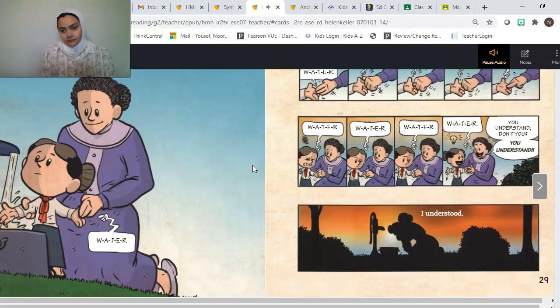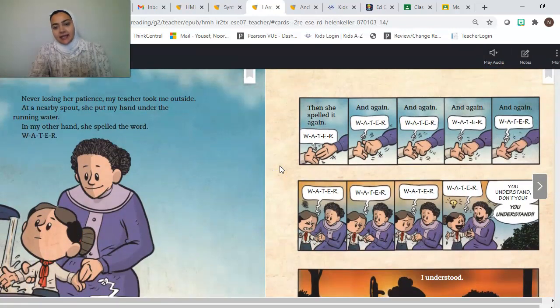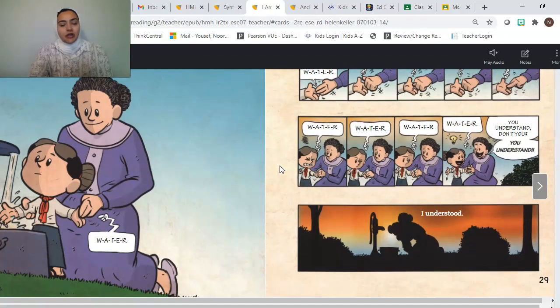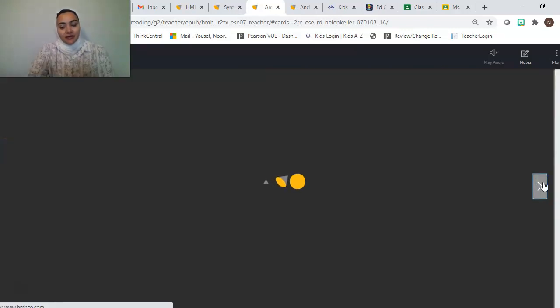You understand. I understood. Wow, this tells us how many times Helen didn't understand or she got frustrated. Miss Sullivan never stopped trying to help her. Right? We noticed here that they repeated W-A-T-E-R so many times, showing us that Miss Sullivan tried with her not for an hour, not for two, but almost all day. And we can tell because look at the sun going down now. It's nighttime and she's still trying to teach her one simple concept, which is water. She never gave up on her. She was very patient with her until she understood it.